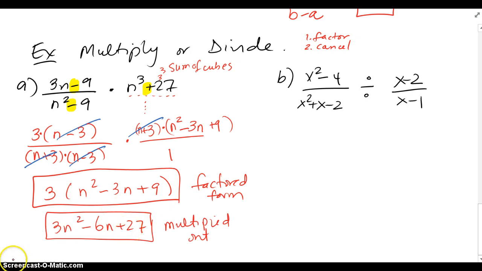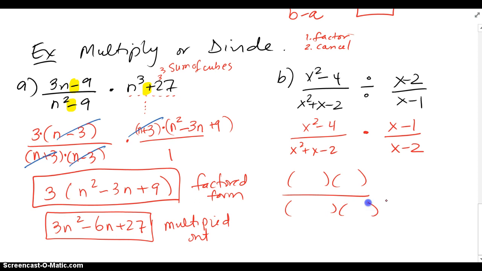Part B, again, first thing I'm going to do is change this problem into a multiplication by getting the reciprocal of the second expression. Then I'm going to go factor and then see what I can cancel. So it's really important that you know how to factor these.